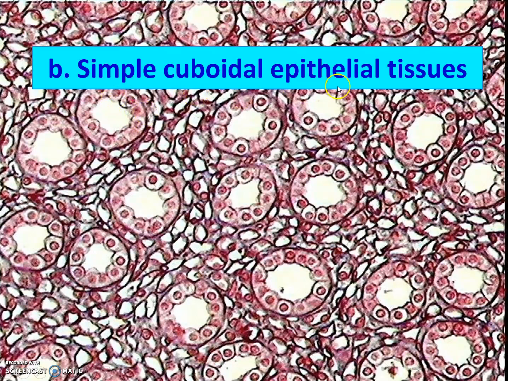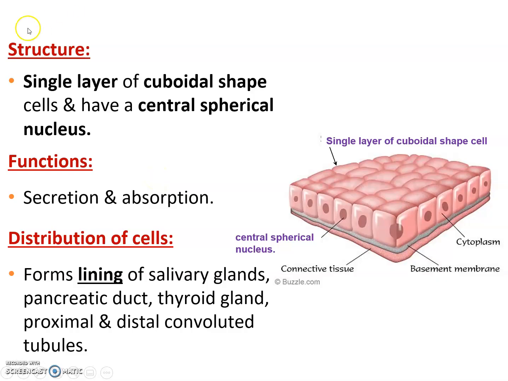Second is simple cuboidal epithelial tissue. This is a cross-section of simple cuboidal epithelial tissue, where we can see the cells are cube shaped. It has a single layer of cuboidal shaped cells and a central spherical nucleus. The nucleus is still located in the center, and the bottom part is the basement membrane. The cell is cube shaped and has only one layer.